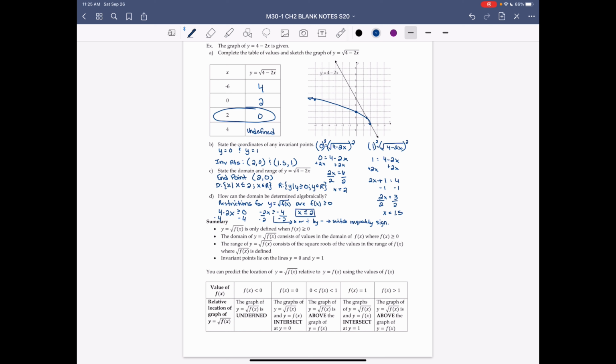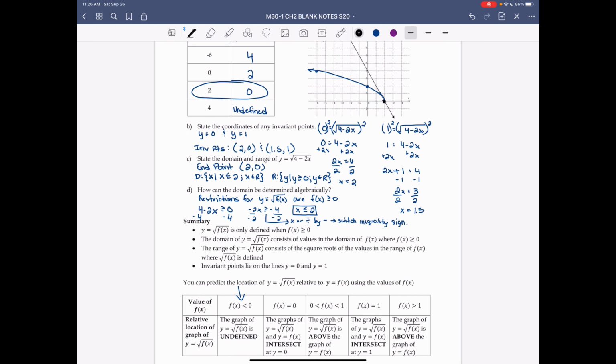Relative location of graph of y equals square root of f of x. So first column here, f of x is less than 0. Well, if f of x is less than 0, then the graph of y equals square root of f of x is undefined, so there is no graph. Then f of x equals 0. The graphs of y equals the square root of f of x and y equals f of x intersect at y equals 0. So that was this invariant point at x equals 2, y equals 0.